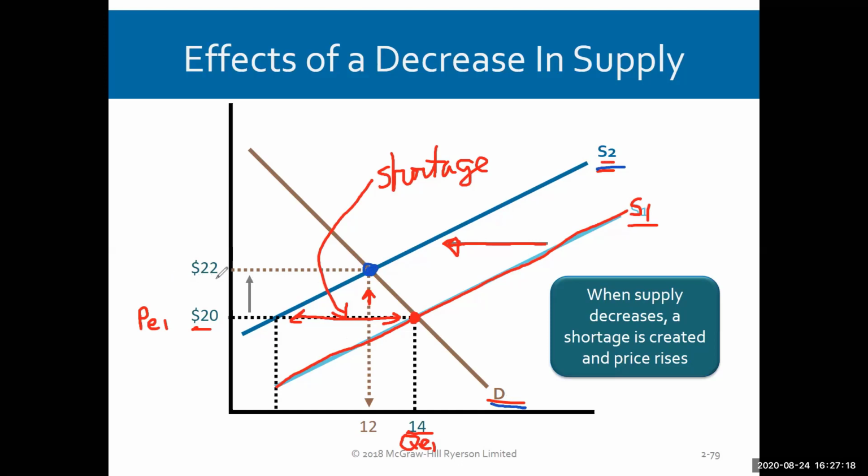We go across to find our price. This is our new PE2, and come down to find our new quantity, QE2. So we've seen a reduction in supply causes a shortage, causes the price to go up, and the equilibrium quantity falls off. When you're doing questions, you have to make sure that you indicate all of these things that are going on. So there we have it. Remember, supply can only shift two ways. It can be increased to the right or decreased to the left. That's it for this chapter pretty much. I'm going to do one example on the next couple pages here.